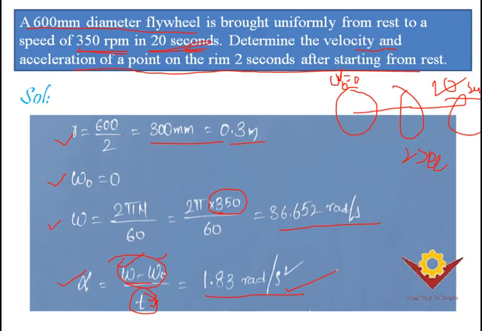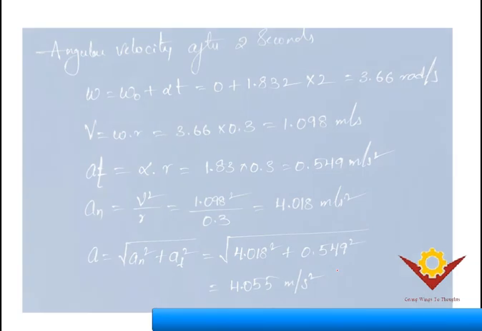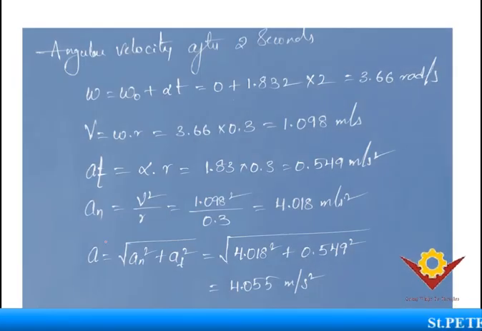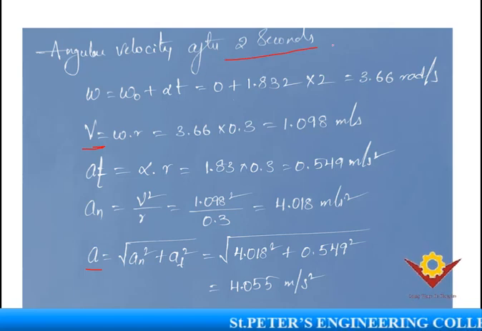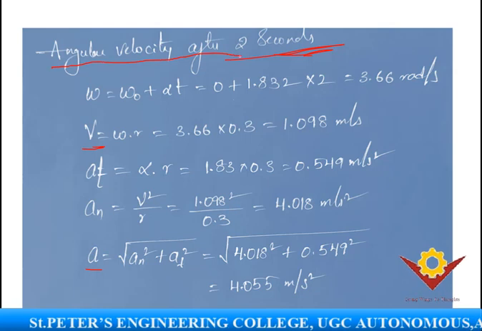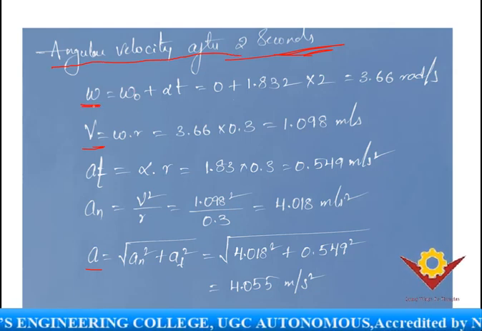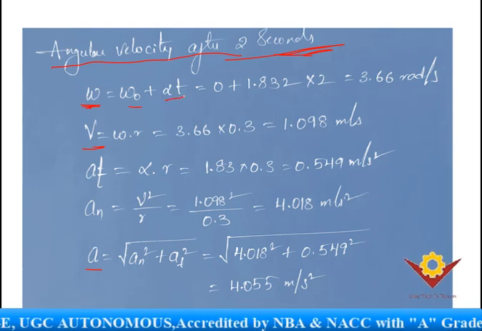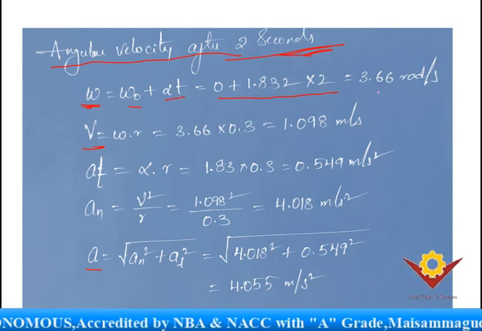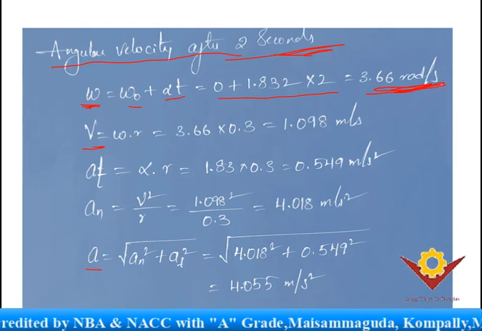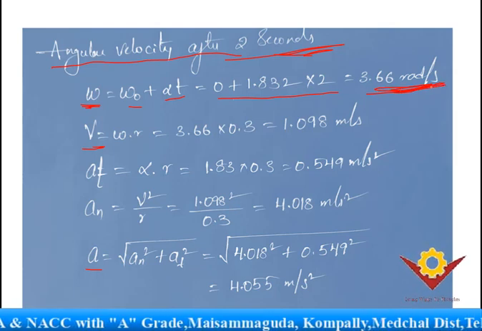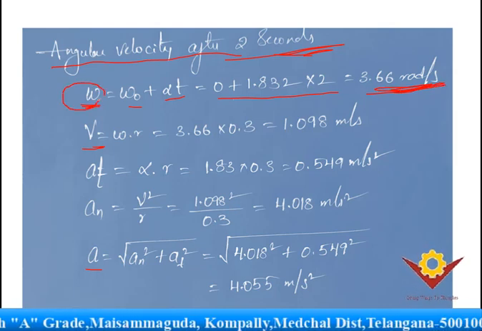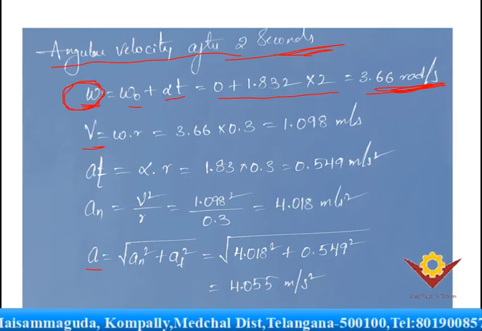But what we require is the linear acceleration and the linear velocity at 2 seconds. But first we'll see what the angular velocity is after 2 seconds, and this is your final angular velocity, which is initial velocity plus acceleration into time. If you substitute those values, it is 3.66 radians per second, which is the final angular velocity.